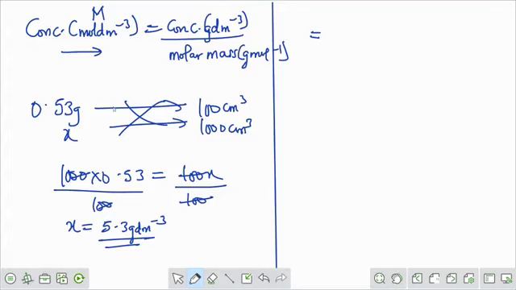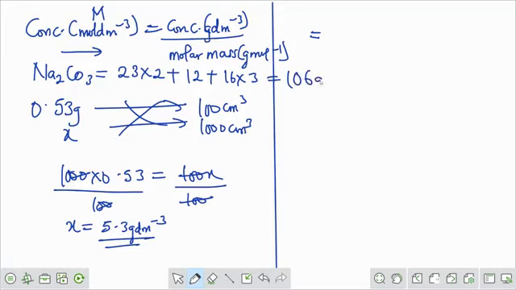Looking at the formula, it should direct you that the next thing to do is to find the molar mass. And what is the molar mass for Na2CO3? They've given us the molar masses. For sodium it is 23, so you put times 2. The molar mass for carbon is 12. The molar mass for oxygen is 16, so you say 16 times 3. At the end of the day, we have 106 gram per mole.